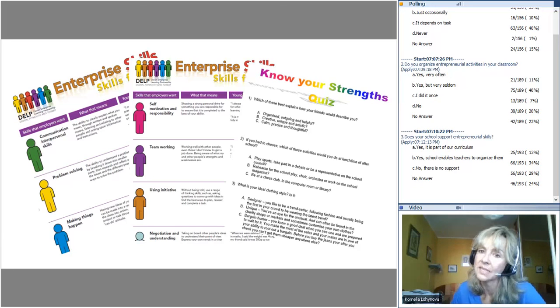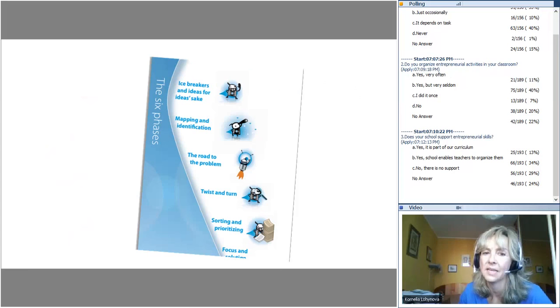I give this, not this kind of quiz, but a bit more complicated, at the beginning and in the end of the project. But this one is very nice because it can give a clear view even to children what these skills mean, and they can then keep evidence of how they developed those skills. So that is one tool, and another one, you can find that in this virtual guide to entrepreneurial learning.